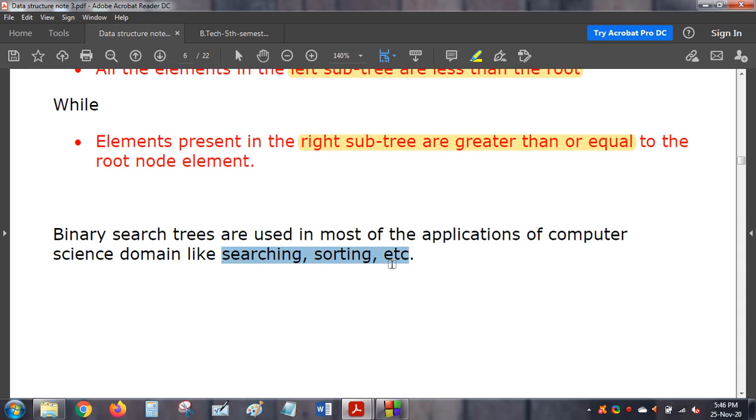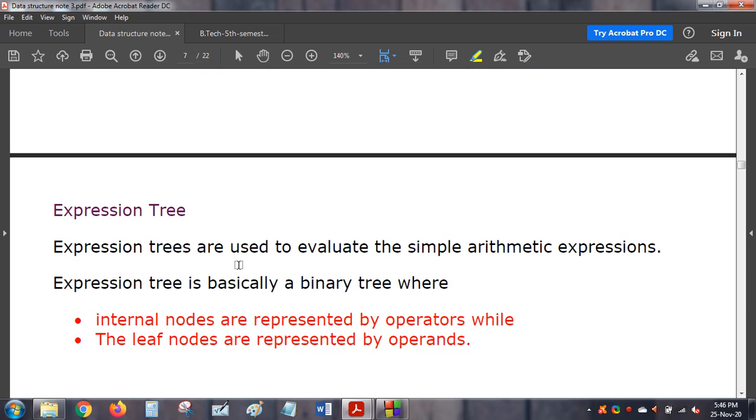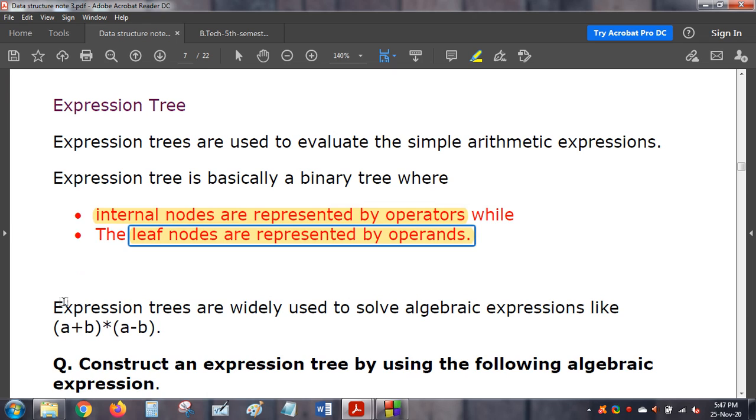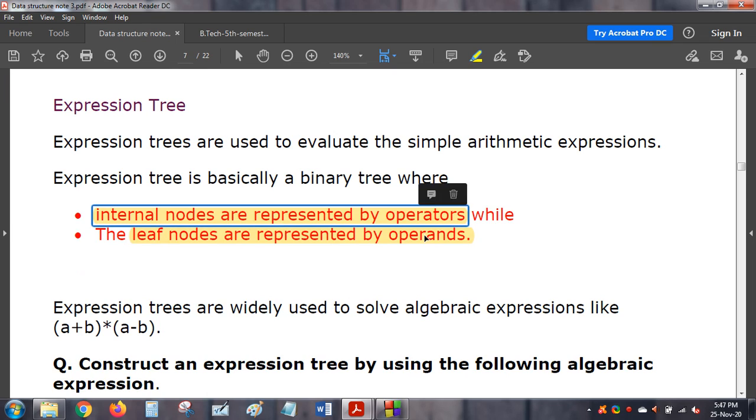What is an expression tree? An expression tree is used to evaluate a simple arithmetic expression. An expression tree is basically a binary tree where internal nodes are represented by operators and leaf nodes are represented by operands. What do you mean by leaf node? We have already seen a leaf node will have no other children. So these are leaf nodes. Leaf nodes will not have any children. Internal nodes are represented by operators and leaf nodes are represented by operands. We will see with an example.